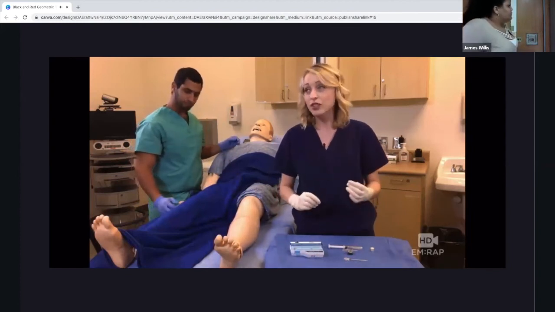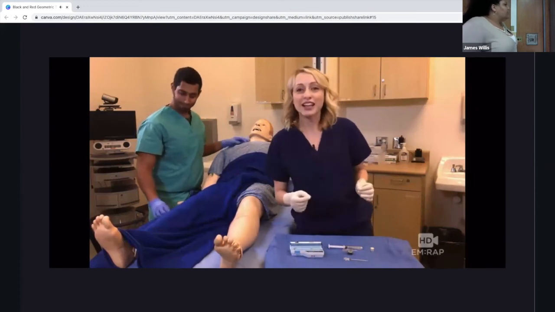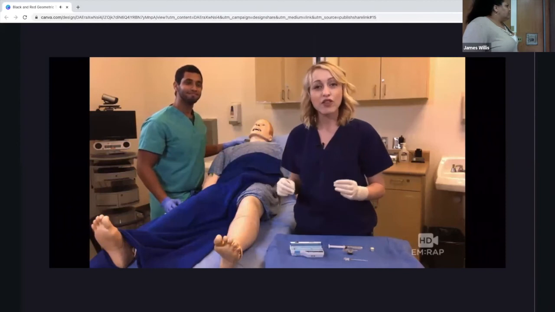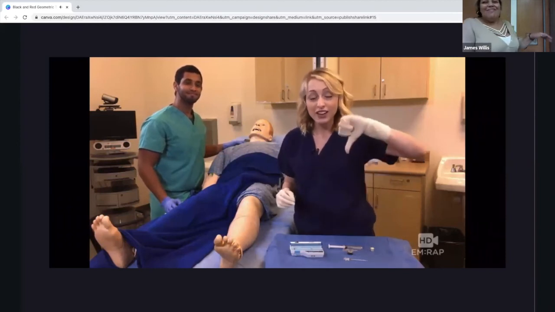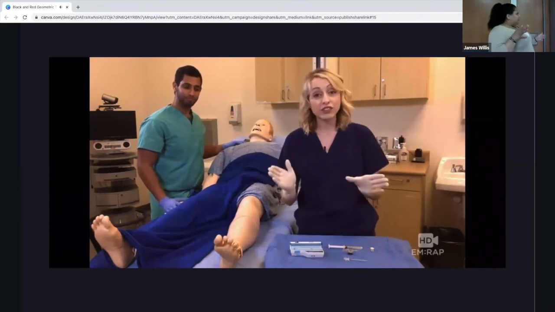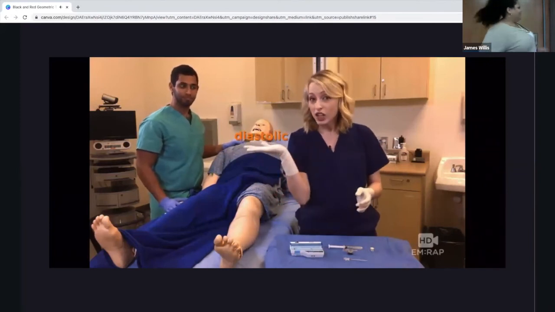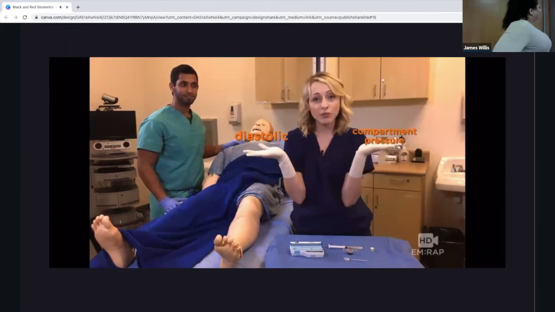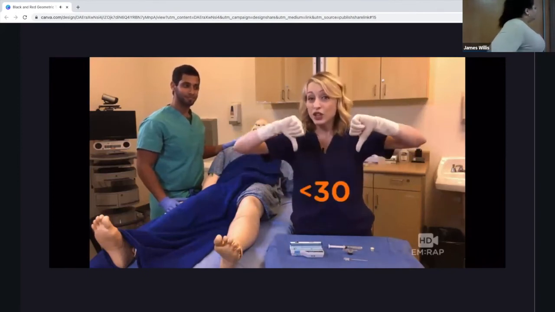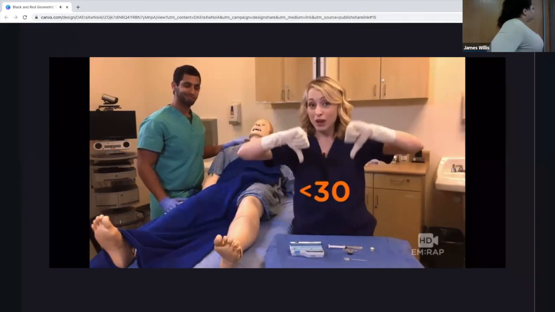The number's 30. What's the number? 30. That's right, and that's because if the pressure in any compartment is above 30, we also talked about this. Also, if the delta pressure, which is the difference between the diastolic blood pressure and the compartment pressure, is less than 30, also bad.